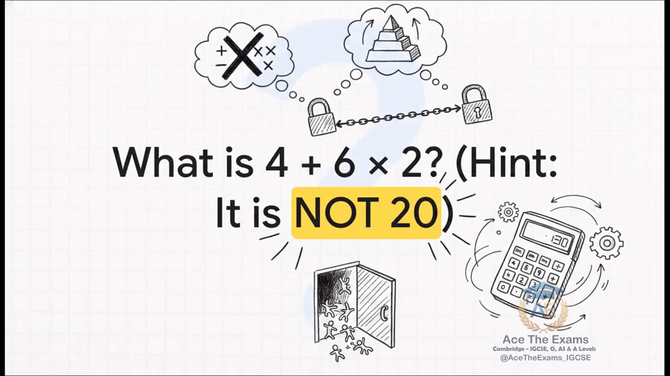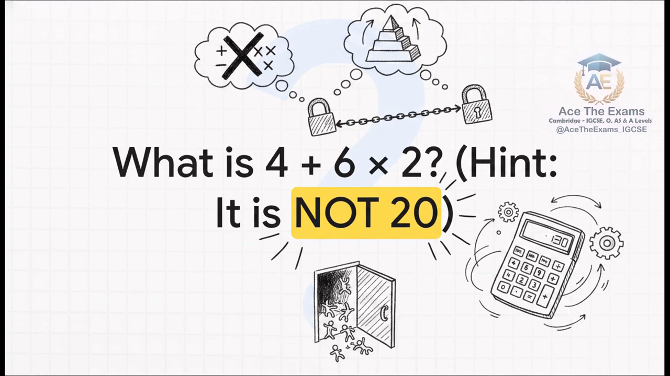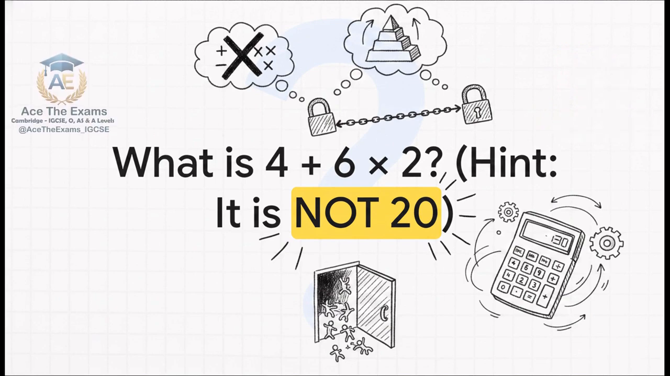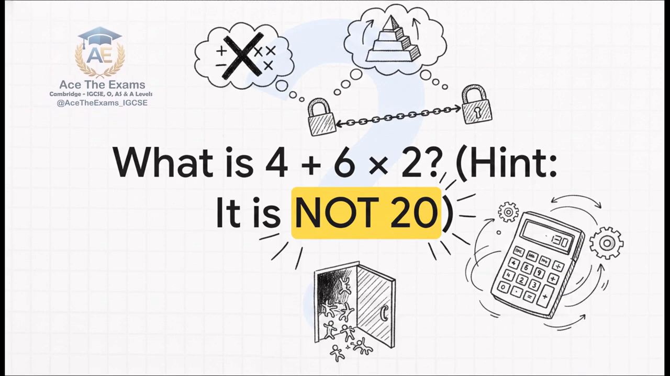Okay, before we jump into the theory, I want you to try solving this exact question in your head. 4 plus 6 times 2. Have an answer? Well, if you got 20, don't sweat it, but you've just fallen into a classic order of operations trap. It is literally one of the most common pitfalls we see examiners catch students on, but by the end of our time today, you're never going to make that mistake again.